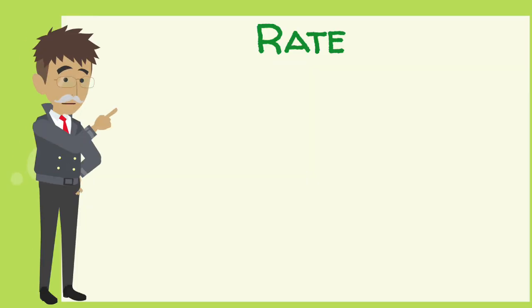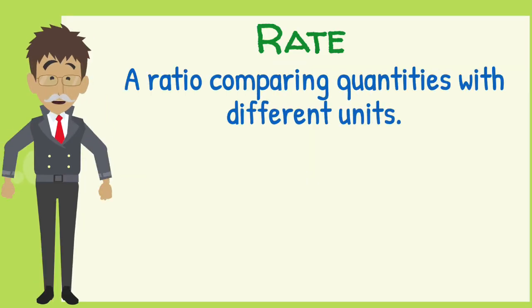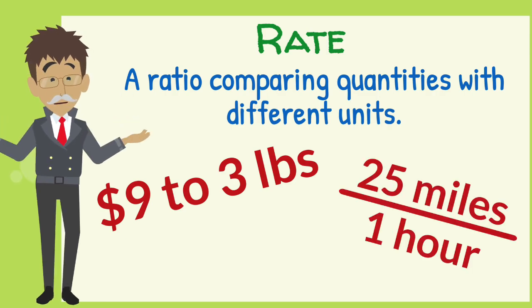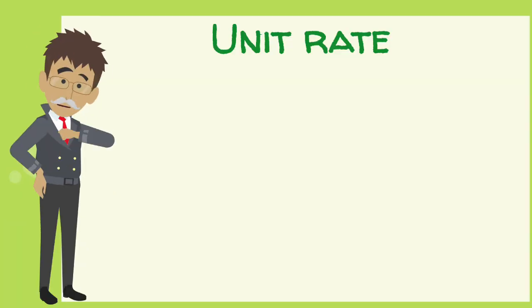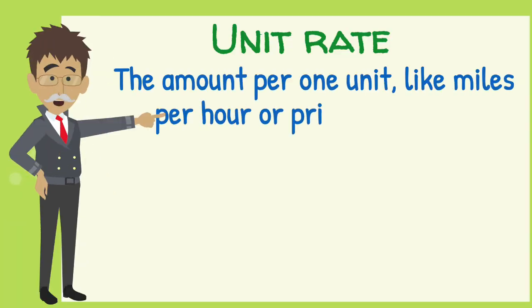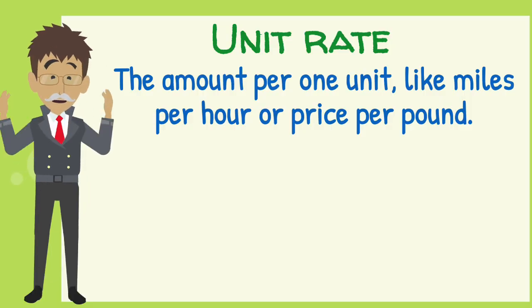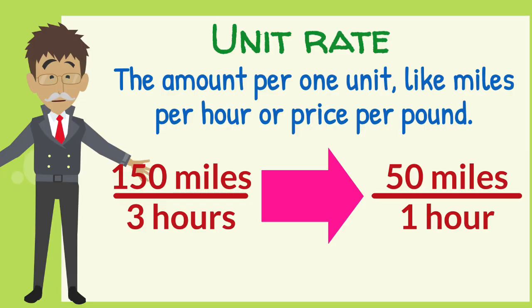Rate: a ratio comparing quantities with different units. For example, $9 for 3 pounds or 25 miles per hour. Unit rate: the amount per 1 unit, like miles per hour or price per pound. For example, we can convert 150 miles in 3 hours to become 50 miles per hour.